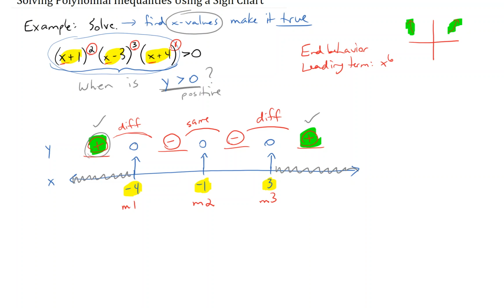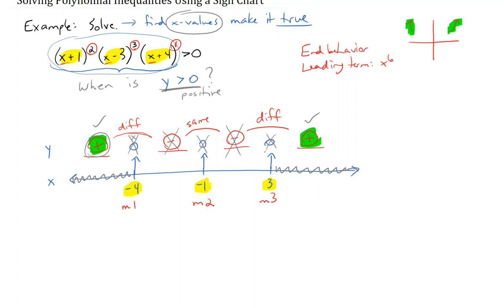Y is not positive here. Y is 0. Y is not, let's put an x through that. Y is not positive here. It's negative. It's not positive when it's 0. Y is not positive if it's negative. Y is not positive if it's 0.